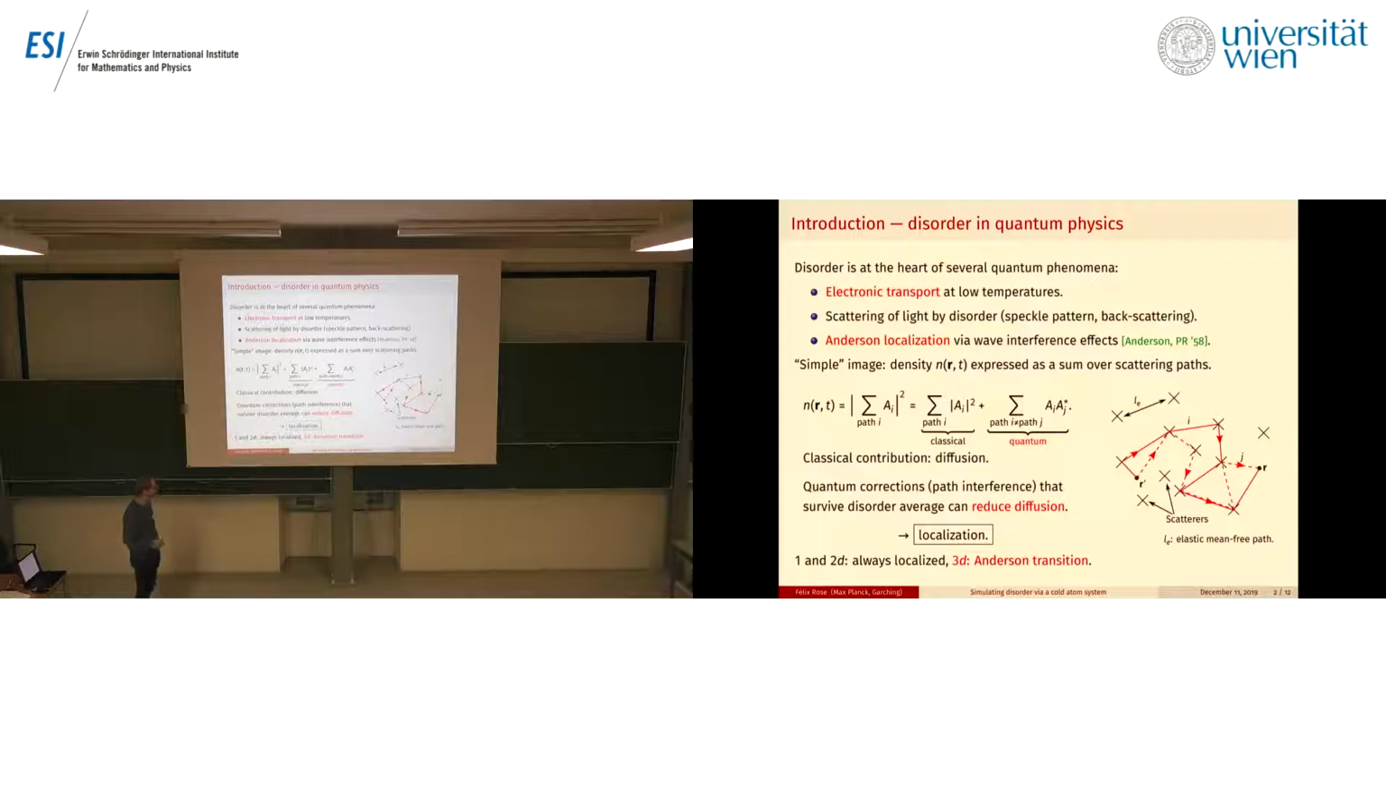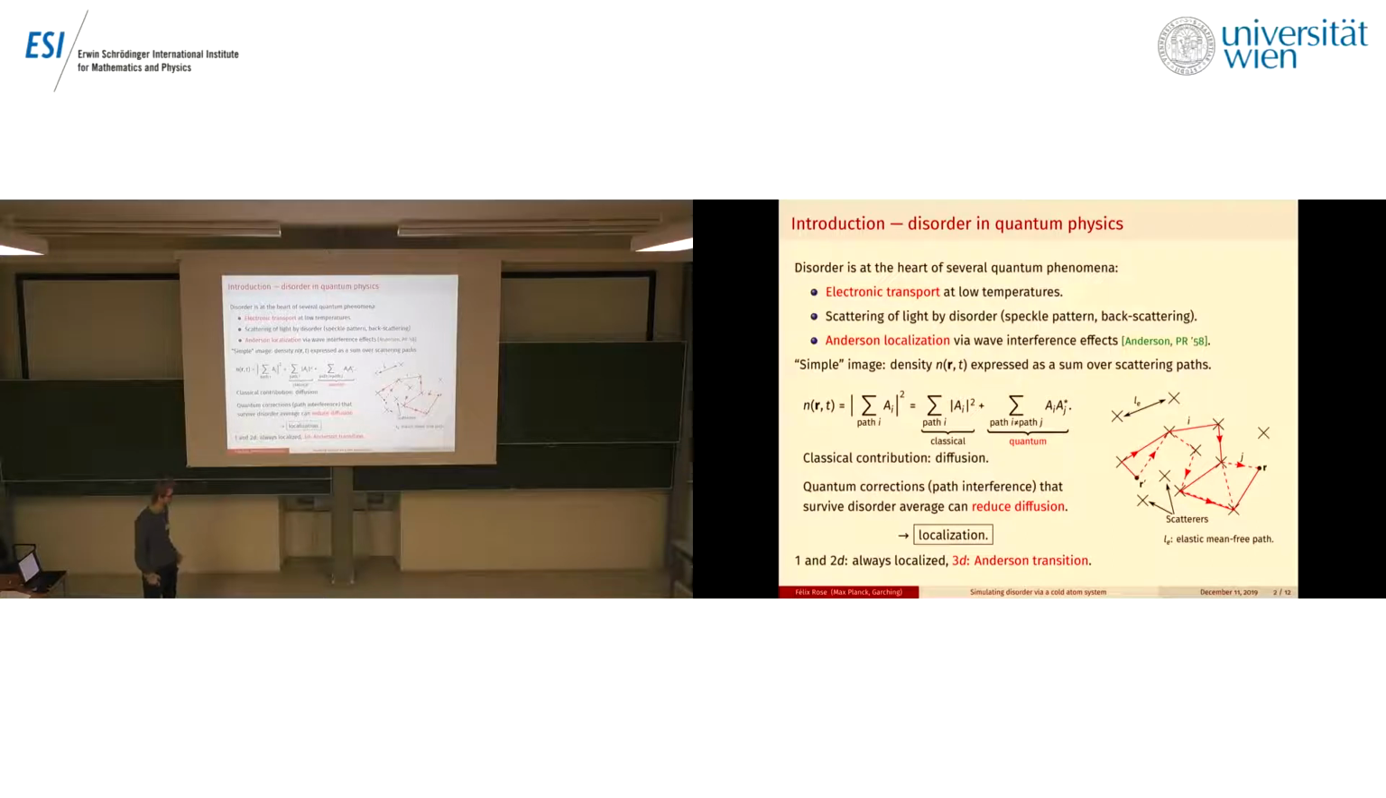Because the particle has to be treated in the quantum mechanical formalism, the intensity is expressed as the modulus square of the sum over all possible paths of some quantum amplitude. I can decompose this expression as the sum of two terms. One of them is simply the sum of the intensities, which corresponds to classical diffusion, and the other is an interference term between different quantum paths. When you perform a disorder average over all possible configurations of the scatterers, in general, this term vanishes. But this is not always the case.